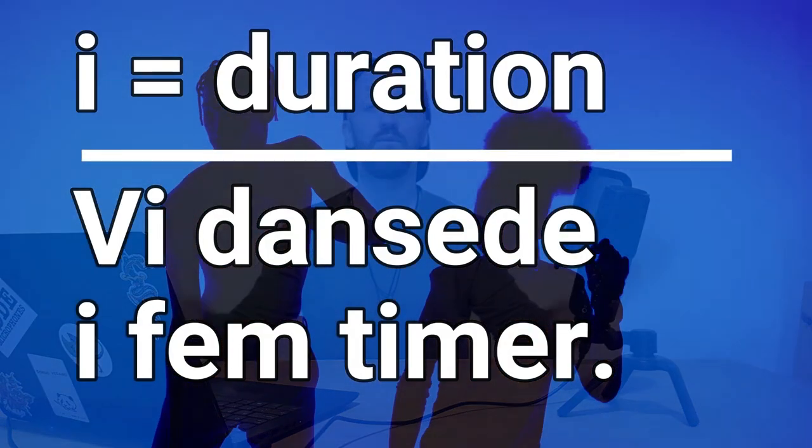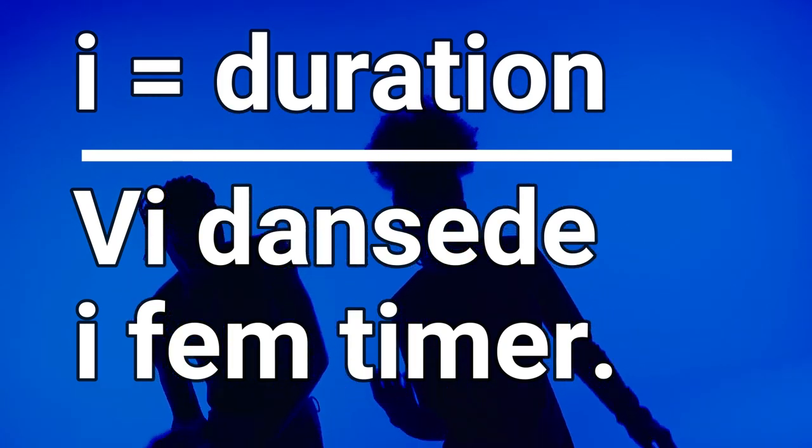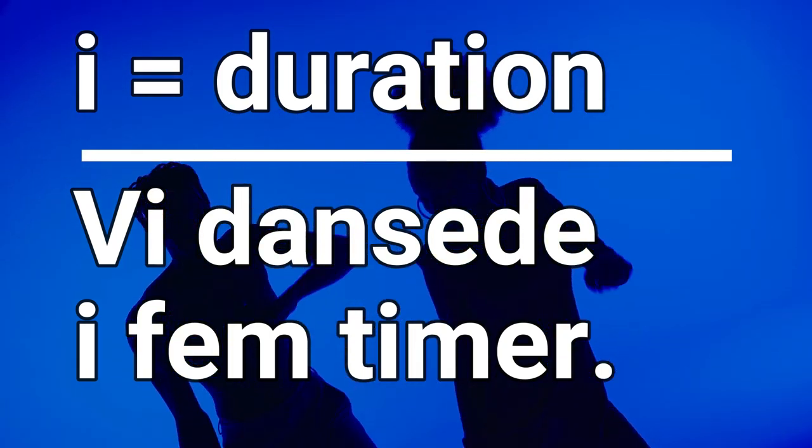For example, vi dansede i 5 timer. We danced for 5 hours. So you can hear here that in English, you would say for. So it's tempting to also use the word for. But when you're talking about an amount of time that something happened, and that can be something with a start, something with an end, or it can be something that is also finished, like we did it for this long, så skal du bruge I. Then you need to use I. Vi dansede i 5 timer.